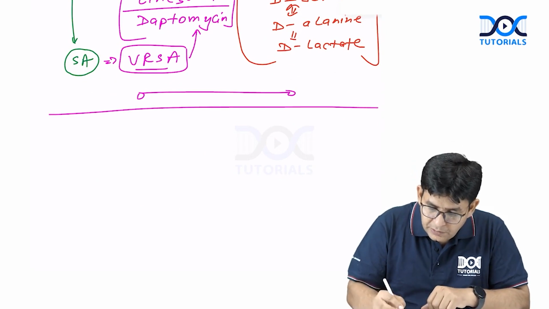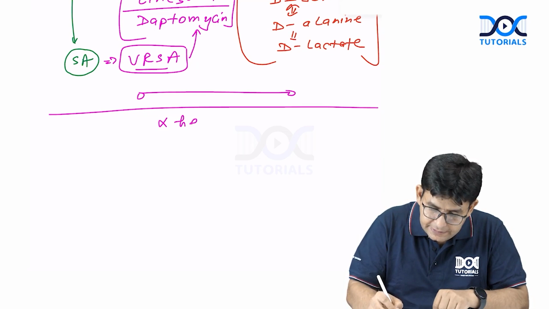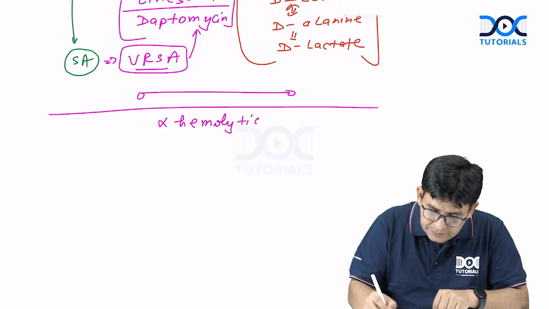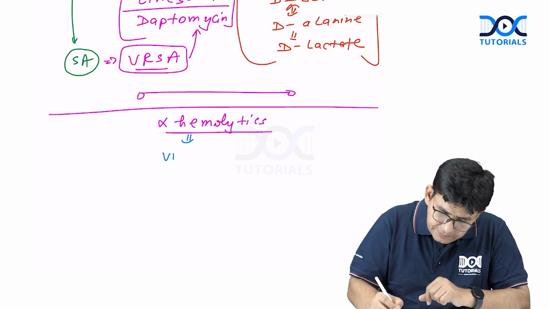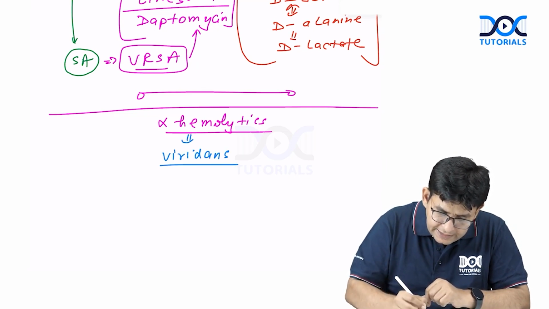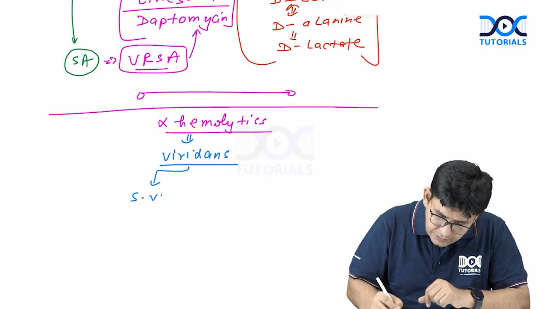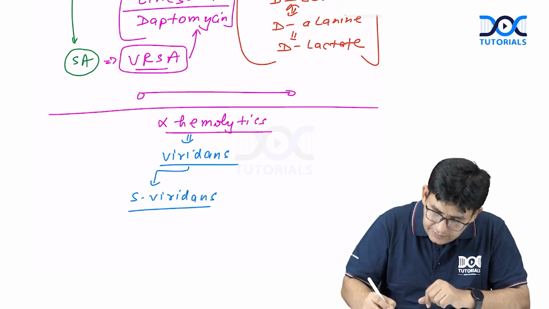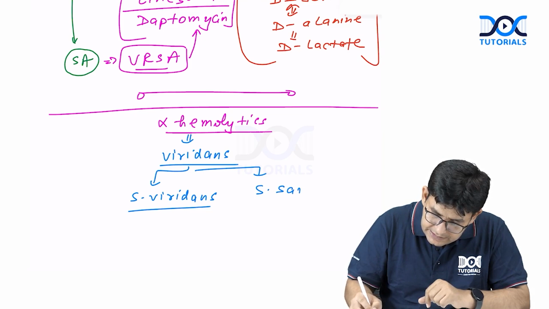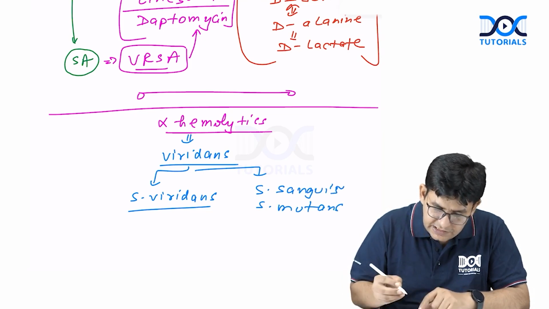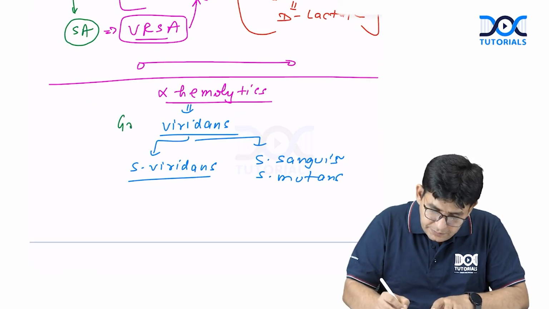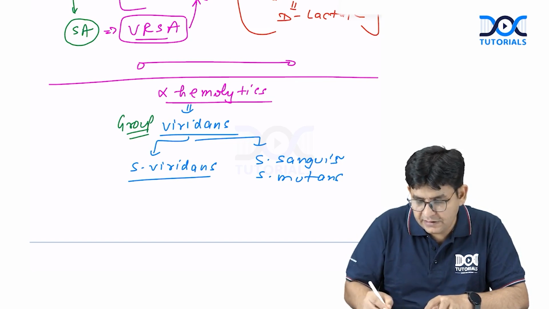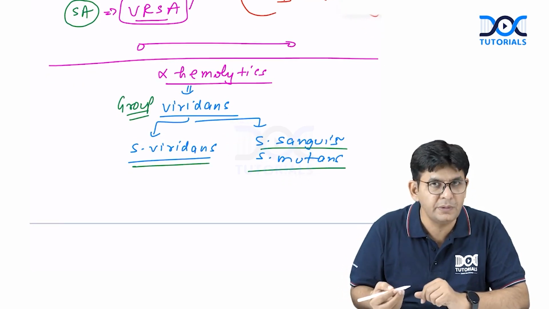Besides this, now talking about the alpha hemolytic ones, which show alpha hemolysis, we have the Viridans group. And in the Viridans, what comes? Streptococcus viridans. And what else comes? Streptococcus sanguis or Streptococcus mutans. These names you should know, they are in the Viridans group. The group is Viridans, and it has Streptococcus viridans and sanguis or mutans.